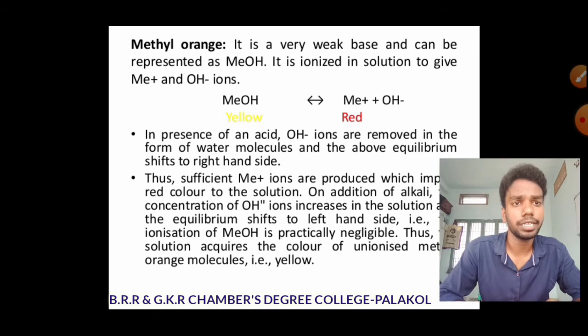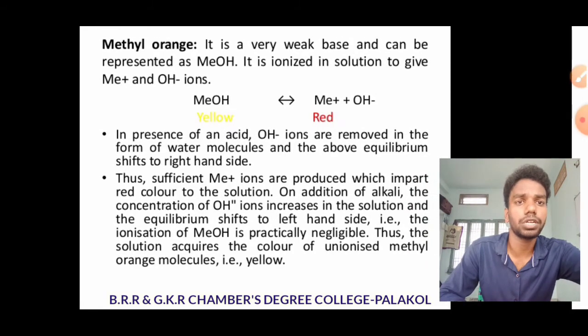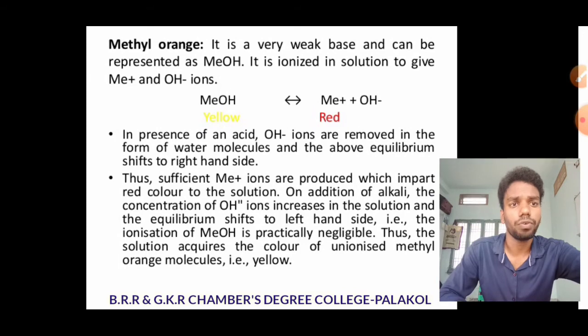And the second, if you read that pointer: in the presence of acid, OH minus are removed in the form of water molecules and the above equilibrium shifts towards the right hand side. So right side, that is red color, and sufficient Me plus ions are produced which impart red color to the solution. On the addition of alkali, the concentration of OH minus ions increases in the solution and the equilibrium shifts towards the left side, that is ionization of MeOH is practically negligible. Thus the solution acquires the color of unionized methyl orange molecule, that is yellow color.